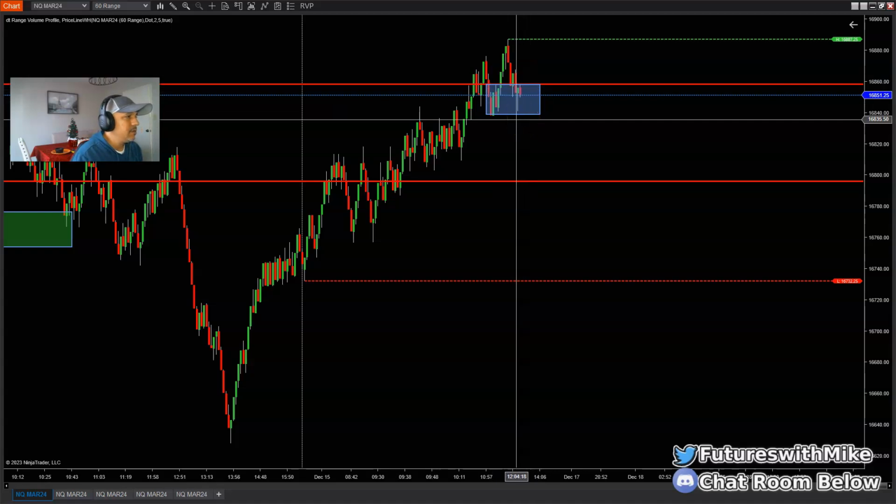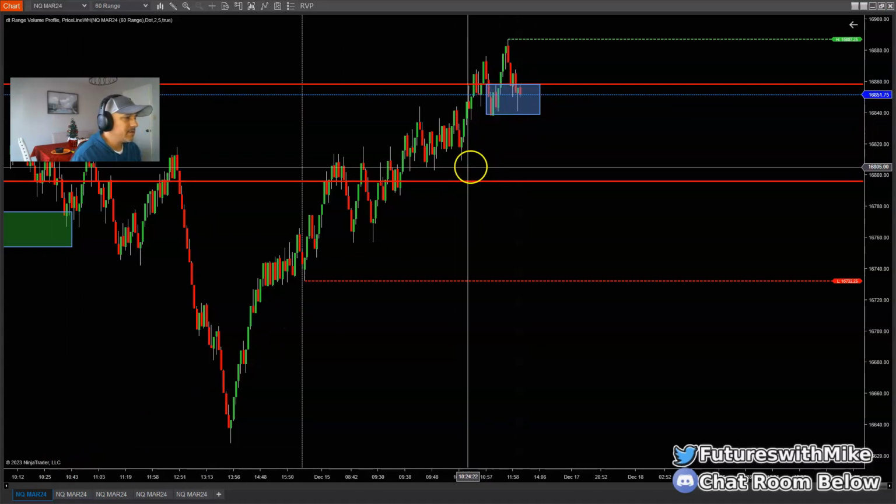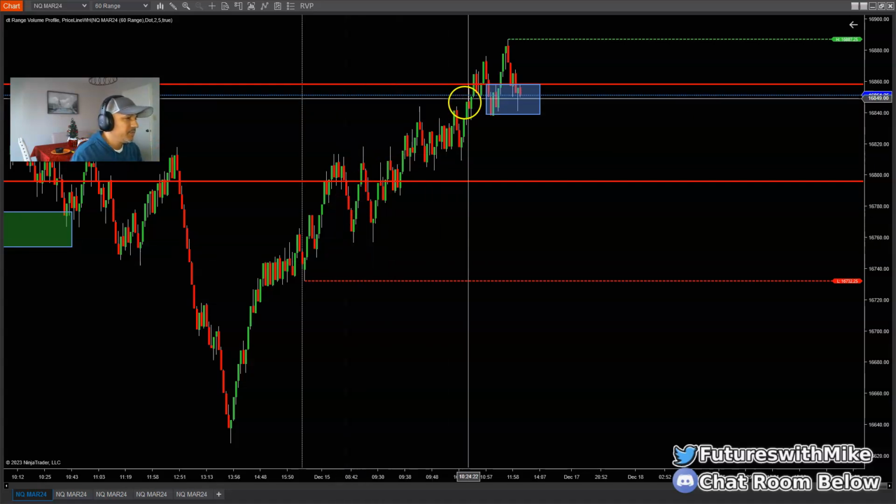In that case, we would start to take out minor areas of structure back to the downside here, and you could look for opportunities to go short. But to be mindful, the higher probability trades that would make sense would be looking for longs, because we're bullish to the upside.